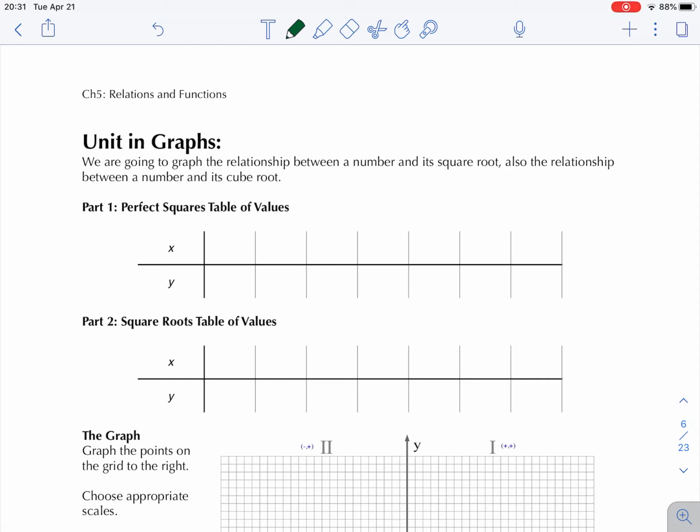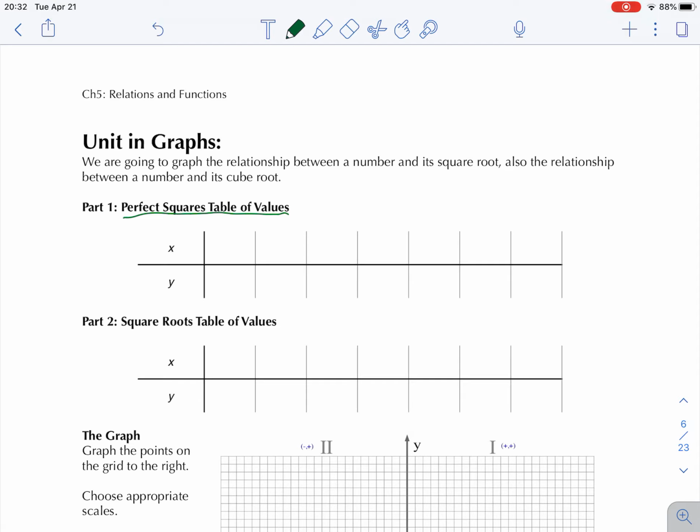Hello, this is Mr. Stein, and in this video we are going to go through the unit and graphs. We're going to do two graphs. We're going to graph the relationship between a number and its square root, and the relationship between a number and its perfect square. The point of this is that you should be able to graph relations.